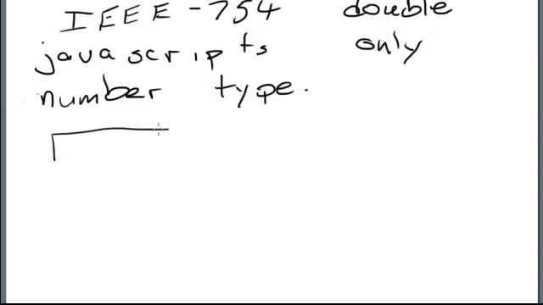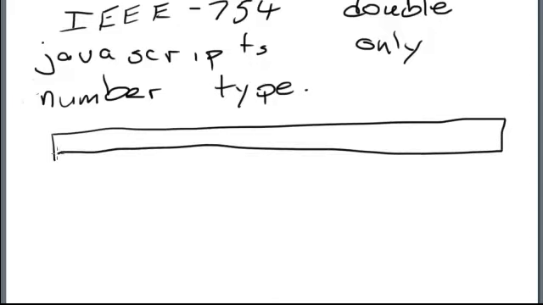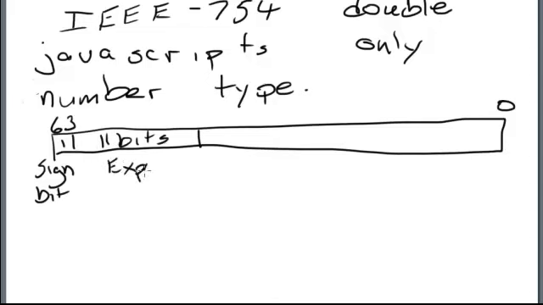Okay, so what you got, this is our number, this is our 63rd bit, this is our 0 bit, this is a 64-bit number. This is 1 bit, and this is the sign bit. And if it's 1, that means the number is negative. If it's 0, that means the number is positive. And then you're going to have 11 bits here, and this is called the exponent. And then we're going to have 52 bits. This is called the significand.